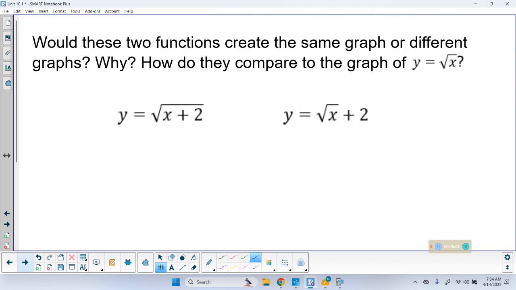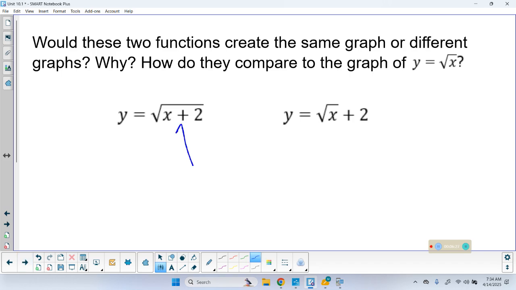Would these two functions create the same graph or different graphs? Why and how do they compare? Your first graph is y equals the square root of x plus 2. The second graph is y equals the square root of x, and then plus 2 is on the outside. Because the 2's are not in the same spot, they will not end up creating the same graph.